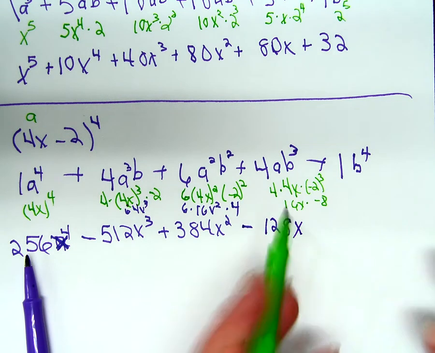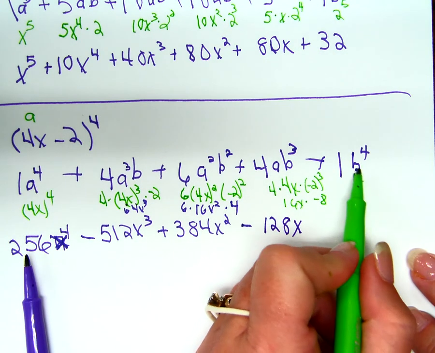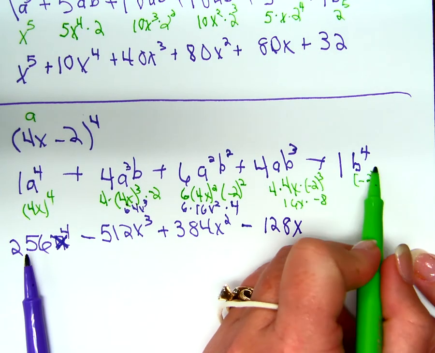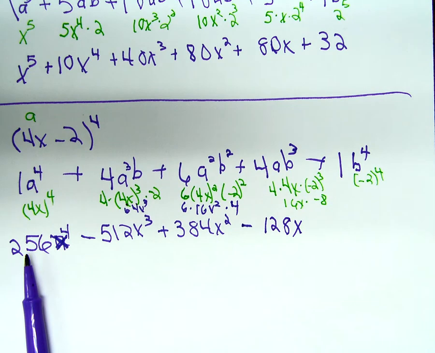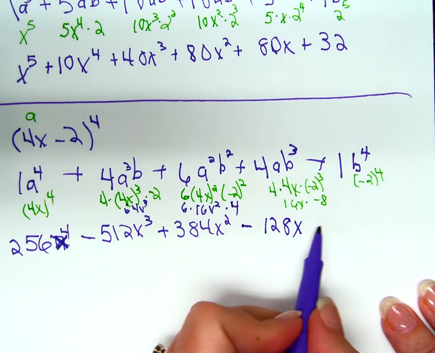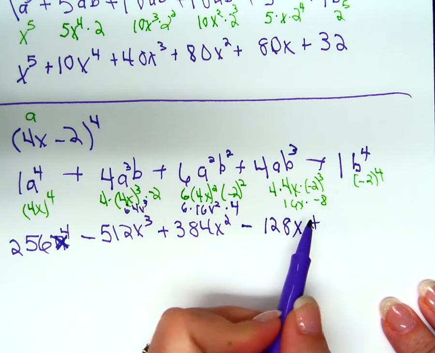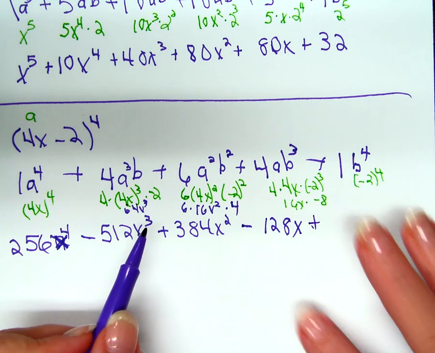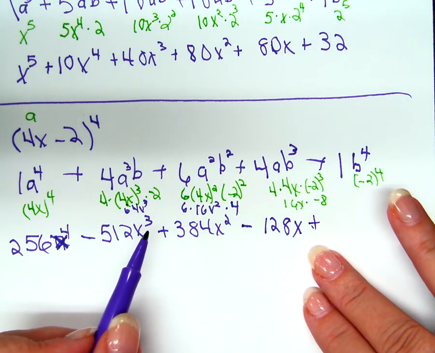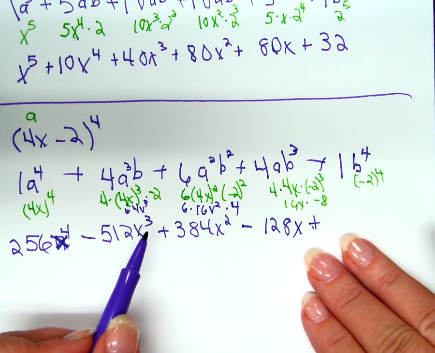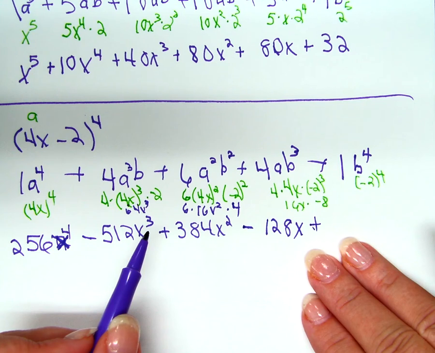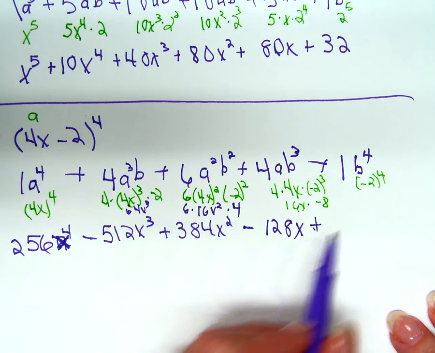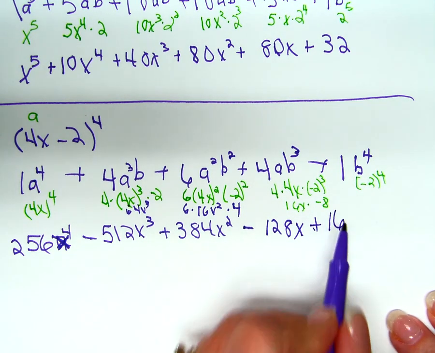And then the last term I have is b to the fourth, which is negative 2 to the fourth power. What is negative 2 to the fourth power? Negative 2 times negative 2? Positive 4 times negative 2? Negative 8 times negative 2? Positive 16.